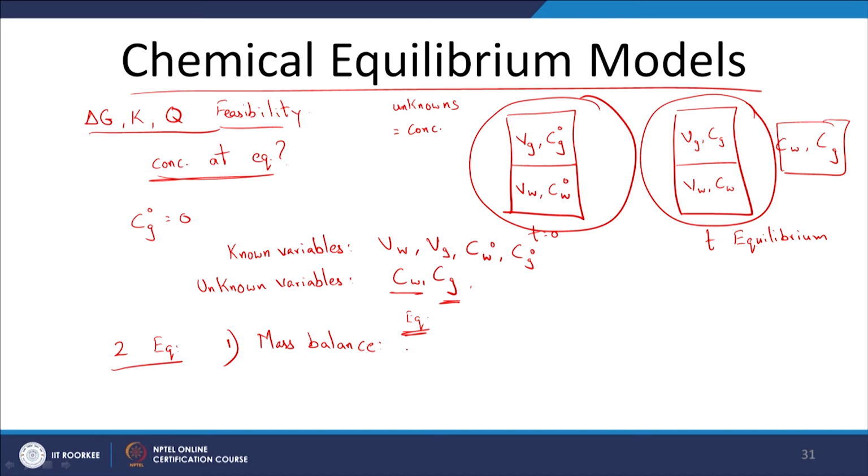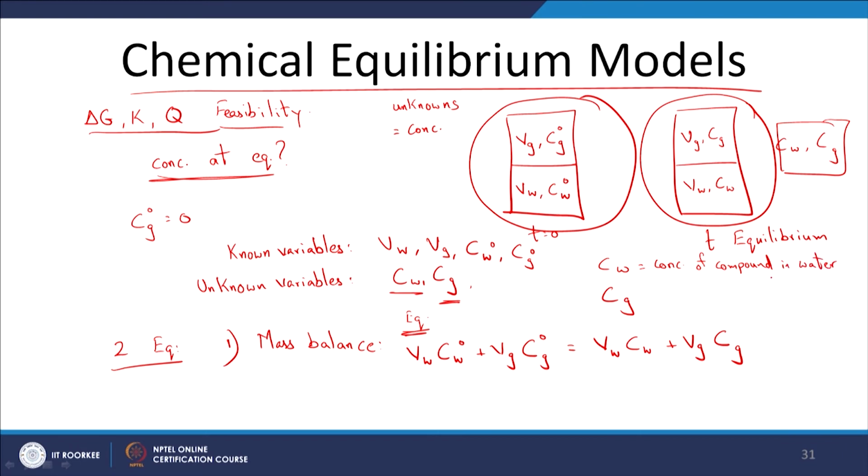So, what does that end up meaning? The volume of water times the concentration of the compound in water initially, plus the volume of gas times the concentration of the particular compound in the gaseous phase initially, assuming that we can convert the units into the relevant units, will be equal to the volume of water times the concentration of the compound at equilibrium in water, plus the volume of gas times the concentration of the compound at equilibrium in the gaseous phase. Let me write that down. Right, this is what we have.